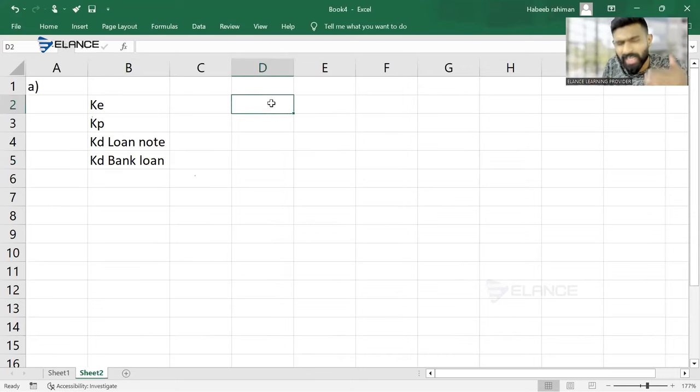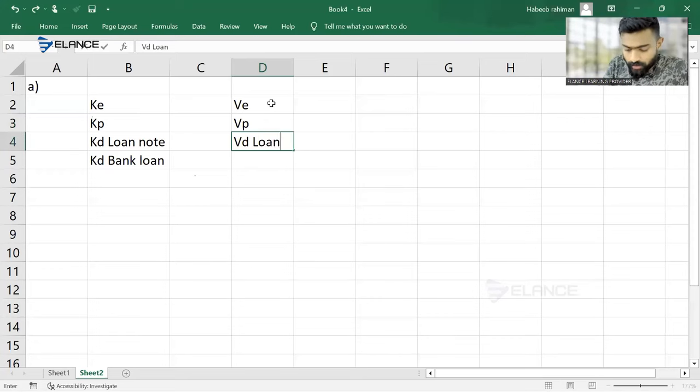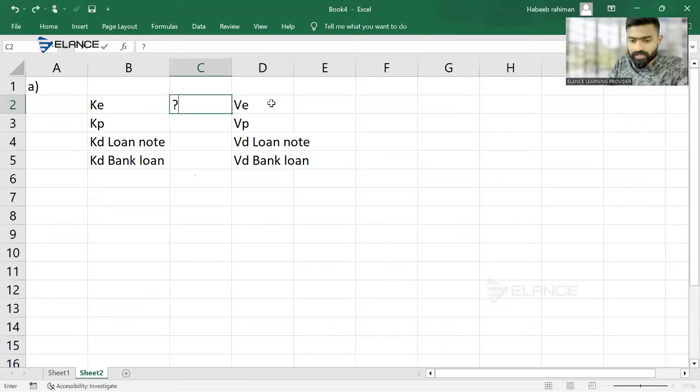Plus, in order to take the weightage, we need market value of equity. VE stands for market value of equity. VP stands for market value of preference. VD of loan note stands for market value of debt of loan note, and VD of bank loan. Okay, super. This is our plot. We'll be finding out some figures here.